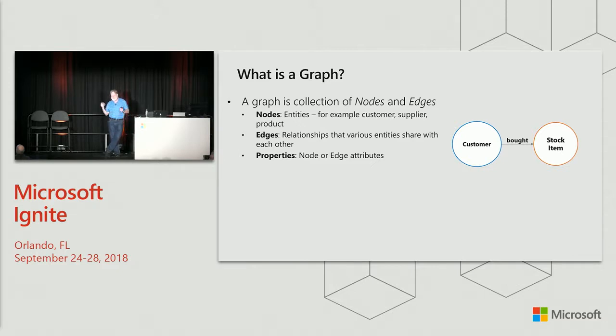So what's a graph? A graph is a collection of nodes and edges. Okay, what's nodes and edges? A node is an entity, a customer, a supplier, a product, lots of different things. It's an object. And edges are connections between objects, and more importantly, the relationship between objects. So for example, a customer can purchase an object, a product. So that purchase would be the edge between customer and product.